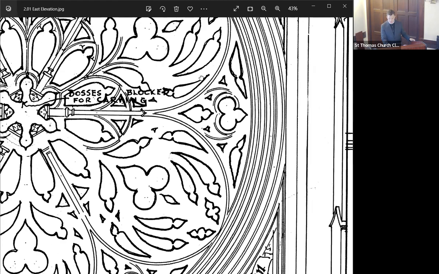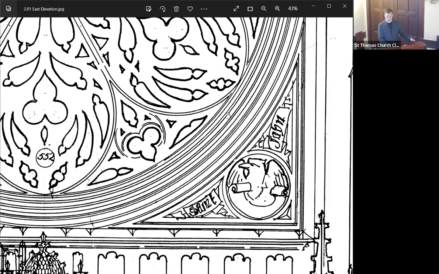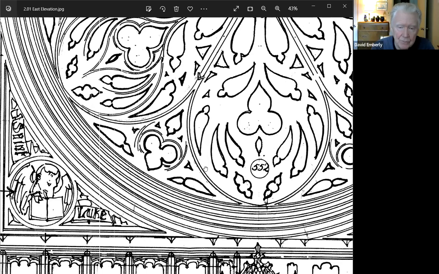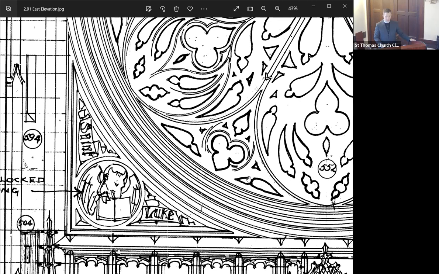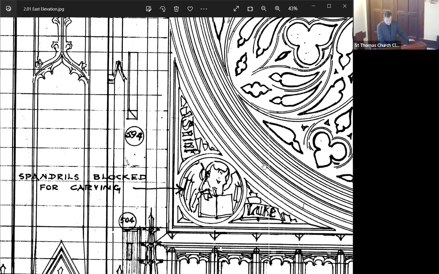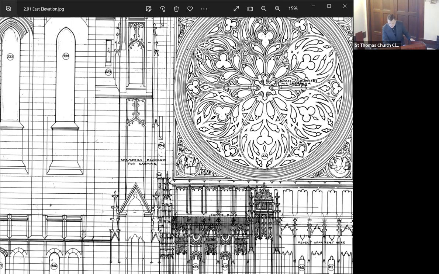And you go down and you'll see St. John, what looks like an eagle trying to hold a scroll with his wings. I don't know how an eagle would hold a scroll with his wings, but he's giving it his best. So here's St. John, and it's written St. John in there. And then you look over here, St. Luke, a winged bull holding a scroll with his hoof. Do you see how his hoof is going over the book there? And what looks like it says, spandrels blocked for carving. You see that? So these would not have been carved for 50 years.